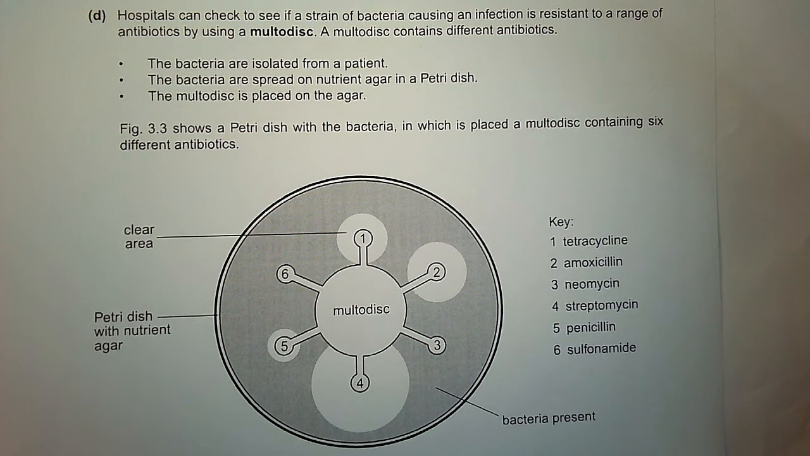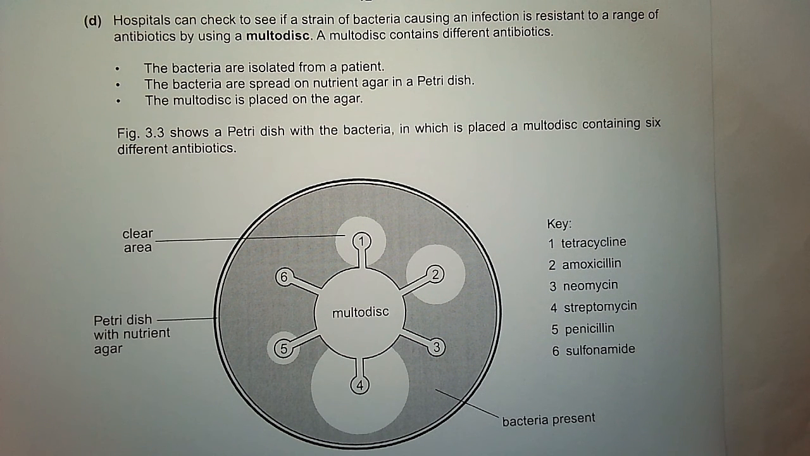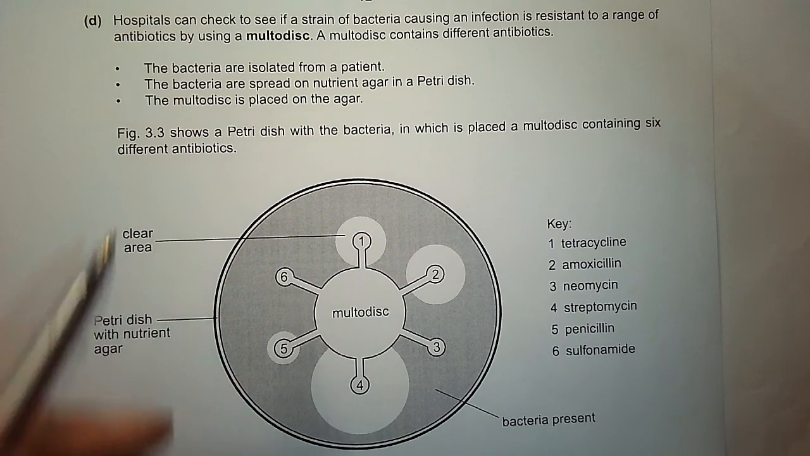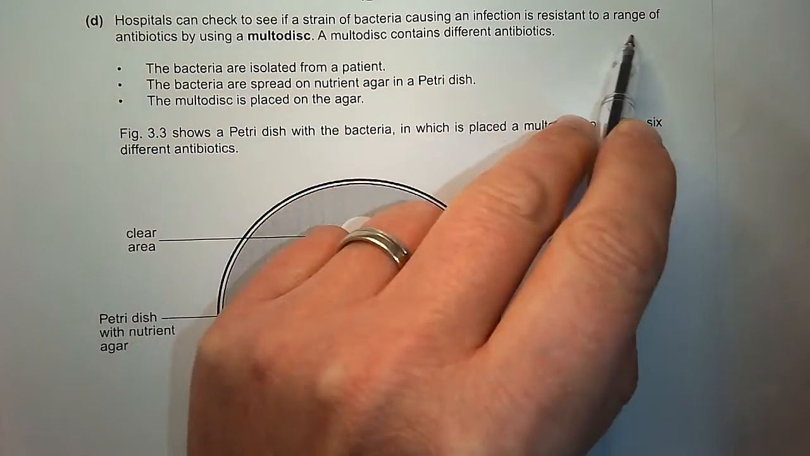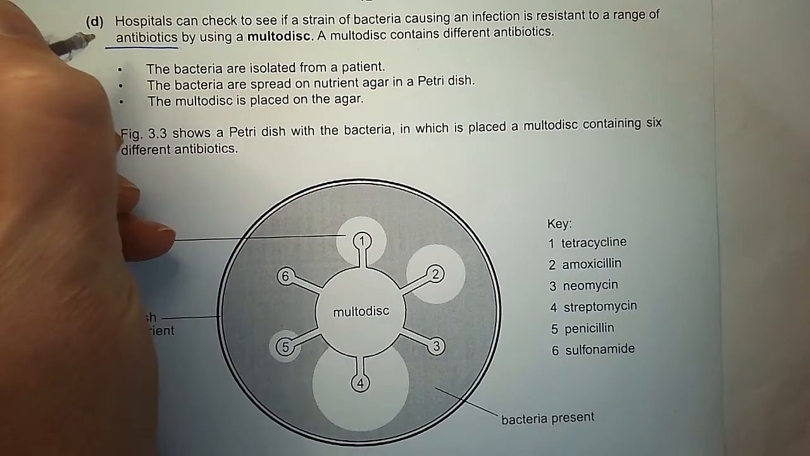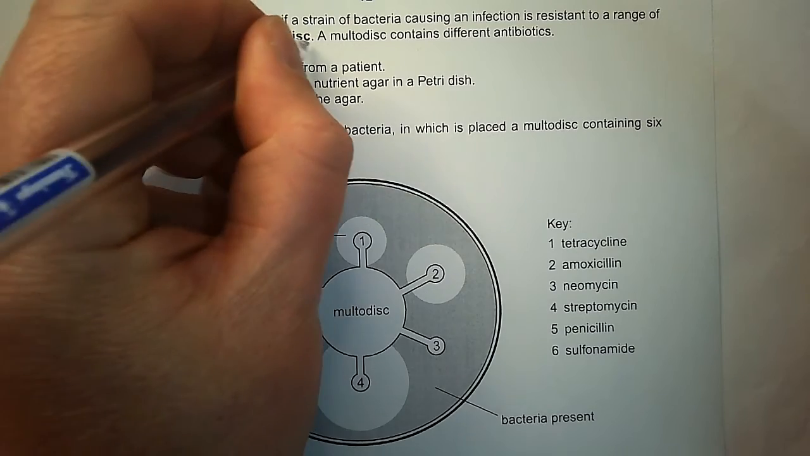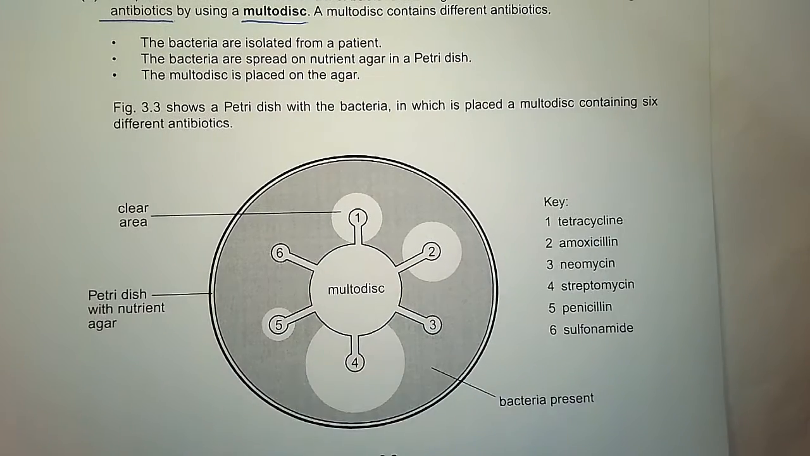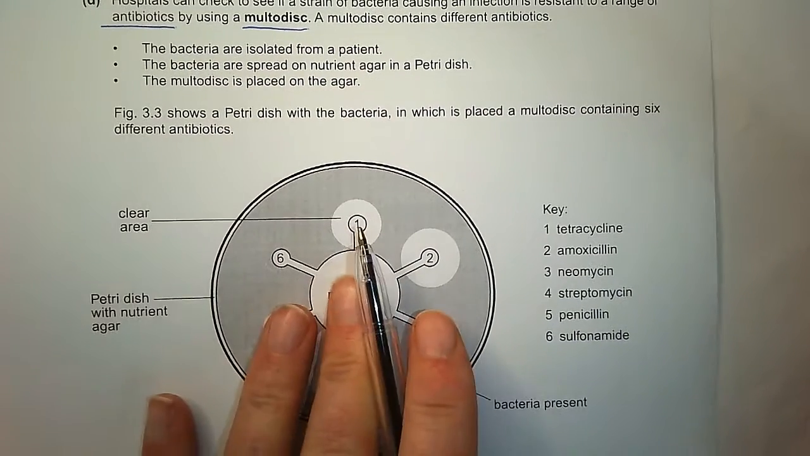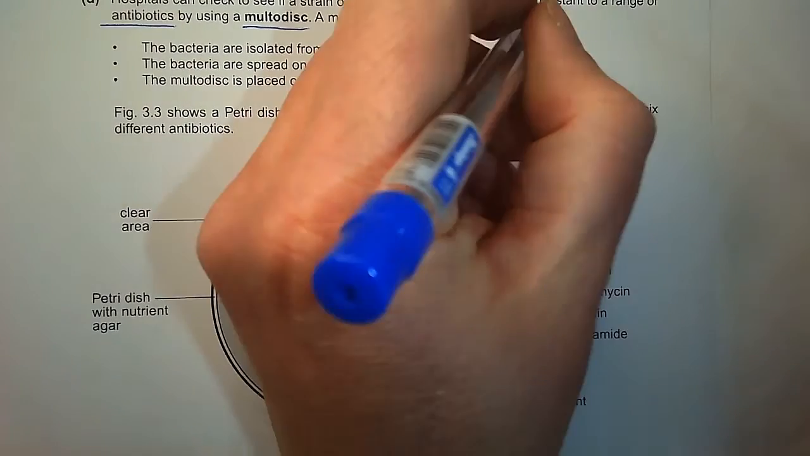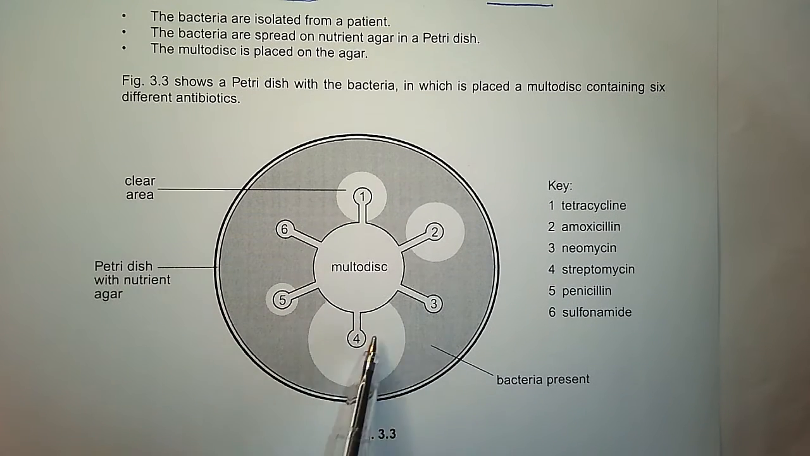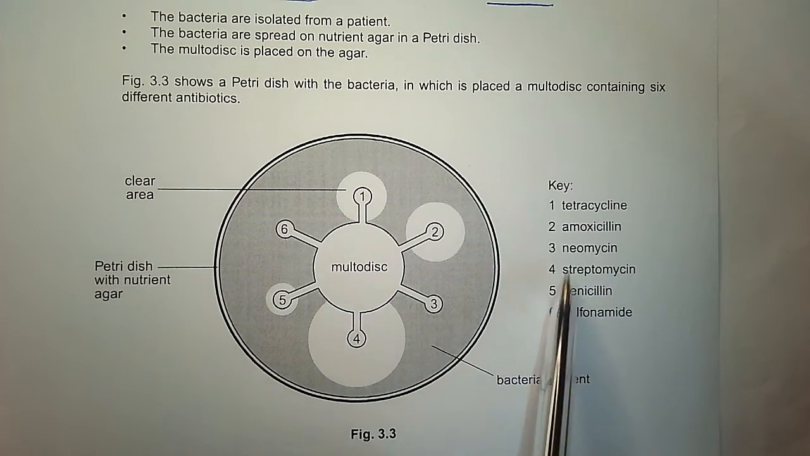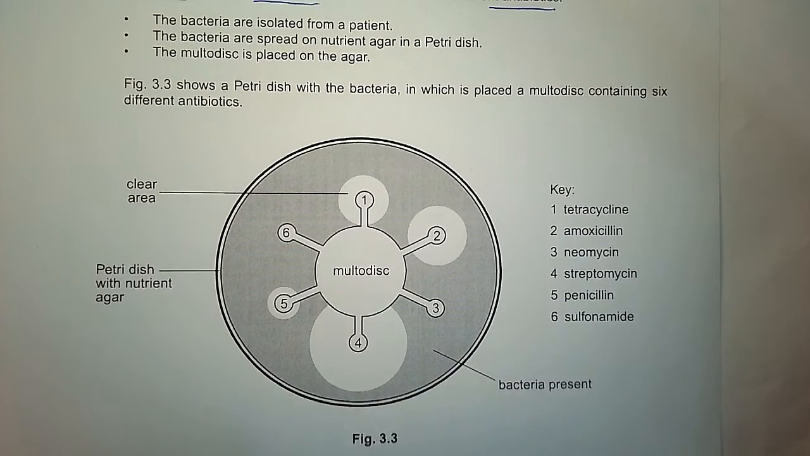This is an exam question about the effect of antibiotics on bacteria. It says hospitals can check to see if a strain of bacteria causing infection is resistant to a range of antibiotics, and it's by using something called a multidisc. So this is a multidisc, a disc that contains different antibiotics. And you can see here from this multidisc we have got 6 antibiotics numbered 1 to 6, and we've got a key here with the names of the antibiotics.